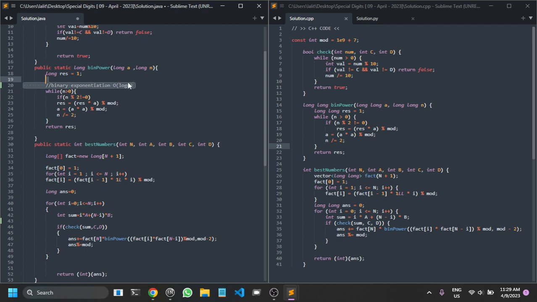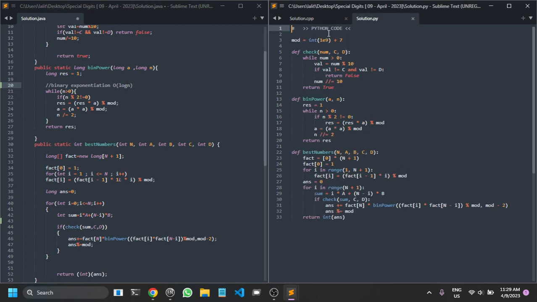So this is all about this problem. I hope it's clear to you. Now let me show you the Python code as well. So this is the Python code. I'm even going to provide the code in the description, so you can visit the code on my GitHub account. This is all about this problem. I hope the problem and everything related to it is clear to you. So thank you.